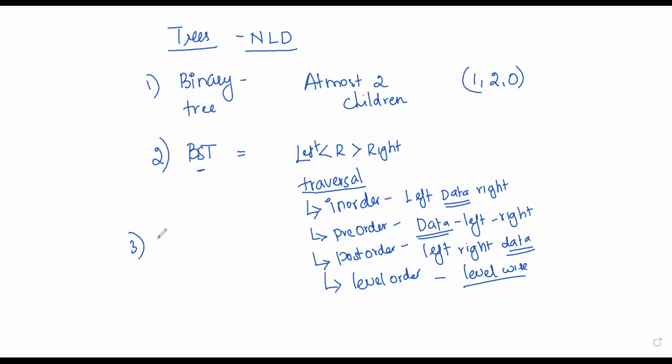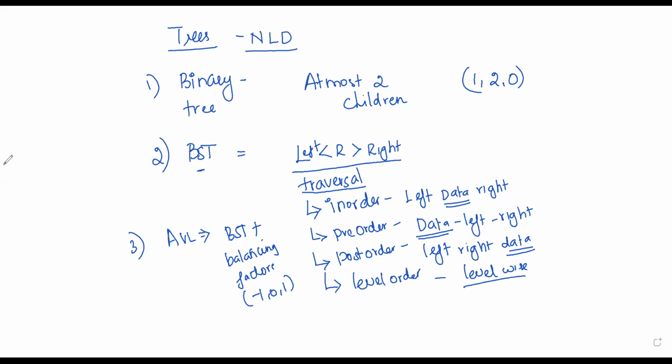The third type of tree we saw was AVL tree. AVL tree has the property of binary search tree plus a balancing factor. The balancing factor can be -1, 0, and 1. Whenever you're constructing a tree by using the AVL method, you have to satisfy the property of left smaller than root and right greater than root, plus you have to use this balancing factor along with it.